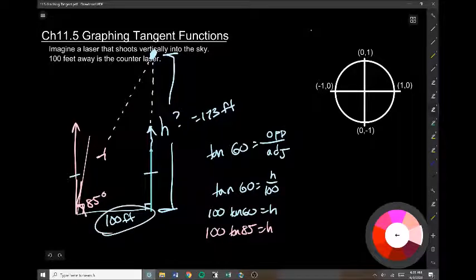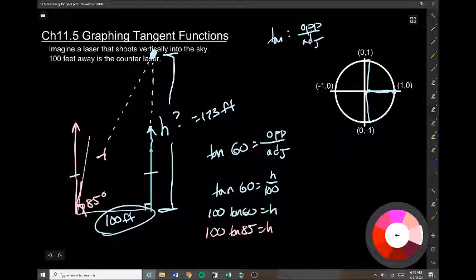We had these 100 feet away. On the unit circle, they're 1 foot away. Tangent is the ratio of the opposite over the adjacent. And what happens is, as this gets really, really close to 90 degrees, the ratio can get incredibly high. And as it gets really, really close to negative 90 degrees, it gets incredibly high but negative.